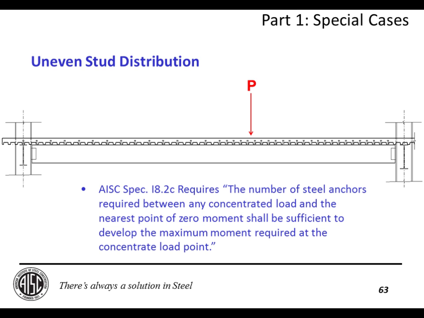And this is actually addressed already in the specification, where the spec requires that the number of steel anchors between any concentrated load and the nearest point of 0 moment shall be sufficient to develop the maximum moment required at that concentrated load point. So in essence, that's what they're doing. They're shifting the capacity diagram of the beam over to encompass the moment at that point load.